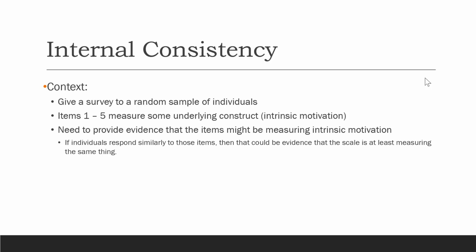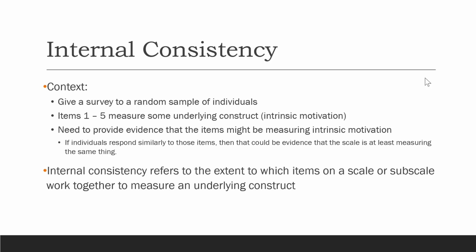One way to do that is to look at those items and the way that people are responding to them, and say, okay, most of the people are giving very similar responses to these items. That might be evidence that these items are measuring the same underlying thing, and we're going to call that underlying thing intrinsic motivation. So basically we're going to calculate the inter-item correlations, or the correlation between the item responses. If that is high, that means we have good internal consistency, which means we are reliably measuring that construct.